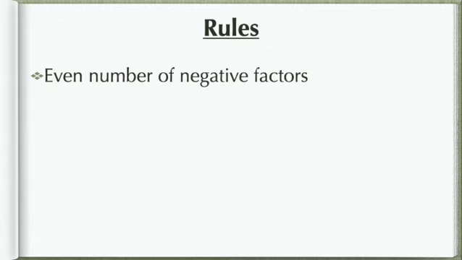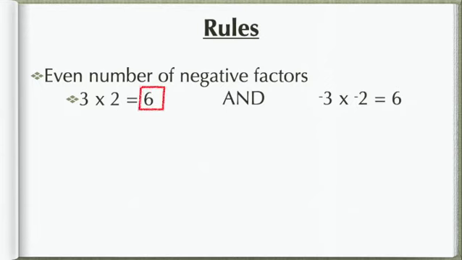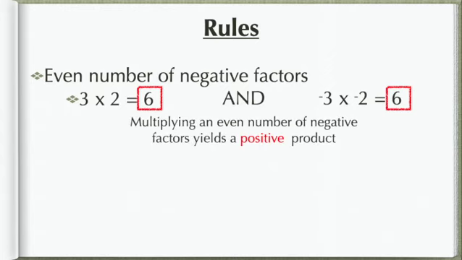Let's look at that. An even number of negative factors. So we're looking at odds and evens this time. Evens are things like 0, 2, 4, 6, 8, 10, 12, and so on and so forth. 3 times 2 is 6. Well, there aren't any negative factors there. That's right, 0 is an even number. And negative 3 times negative 2 is also positive 6 because it has two negative factors and 2 is also an even number. Both of those have positive products because multiplying an even number of negative factors yields a positive product.